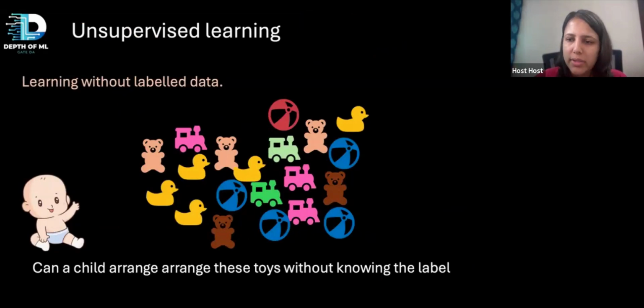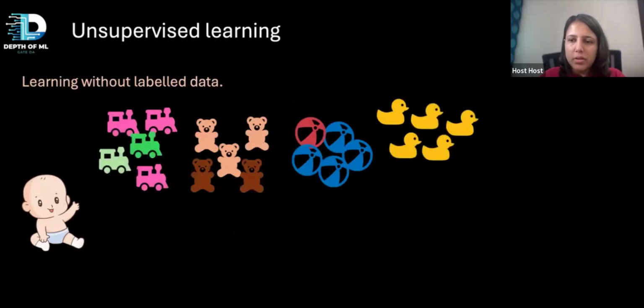If you give them toys, like all of these toys, do you think the child can segregate these toys? Maybe let's say this is a 5 to 6 year old kid. Will this child be able to segregate these toys into, say, 3 groups, 4 groups, right? Yes. These are the 4 groups, right? So here you have cars, you have teddy bears.